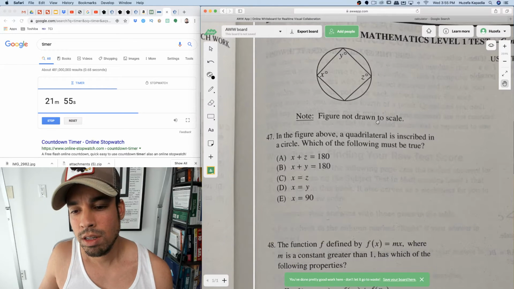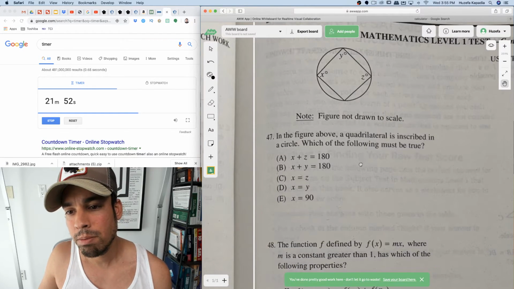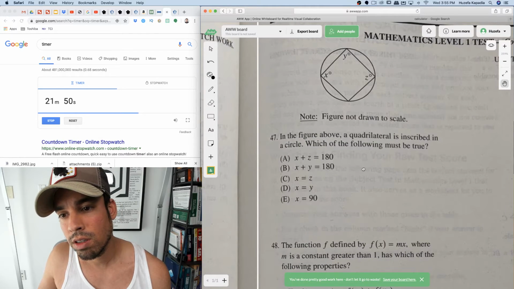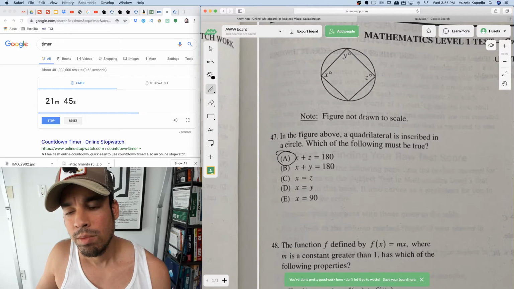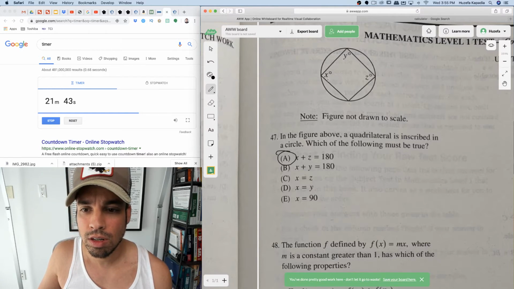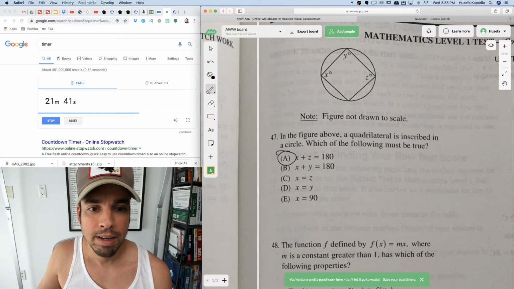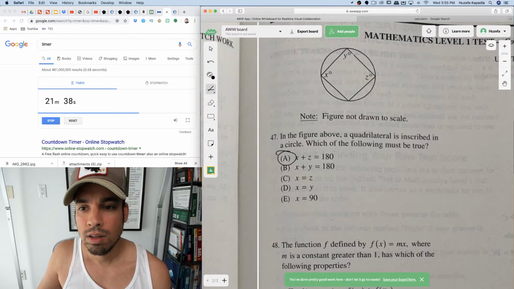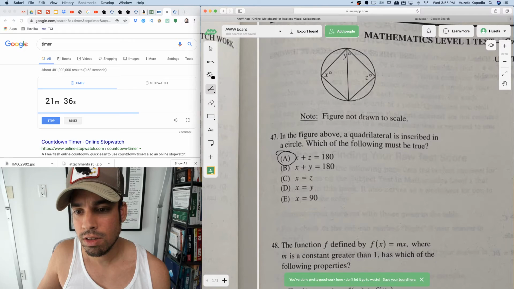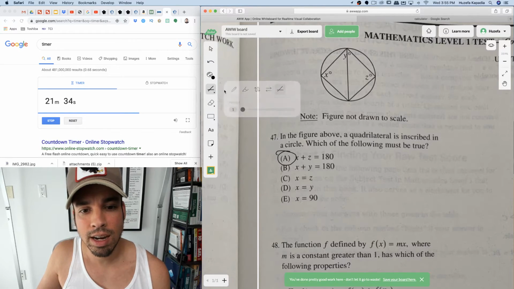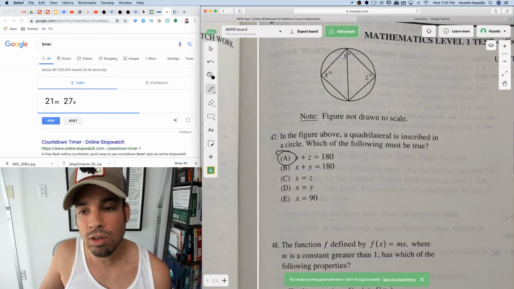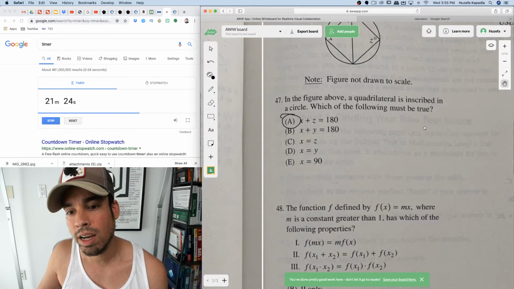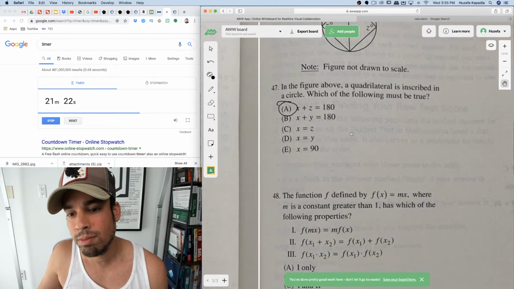Note the figure above, a quadrilateral is inscribed in a circle. Which of the following must be true? Yep, x plus z equals 180, because when you have a quadrilateral inscribed in a circle, the opposite angles are supplementary. We can prove that by drawing a line down the center and seeing that x cuts out this arc and z cuts out that arc, so combined it's 360, but the angles are half of what they cut out, so we know that x plus z equals 180. I'm happy with that. I'm done.